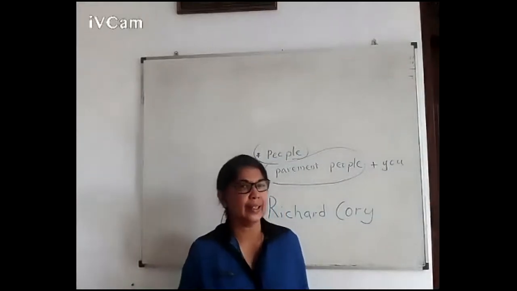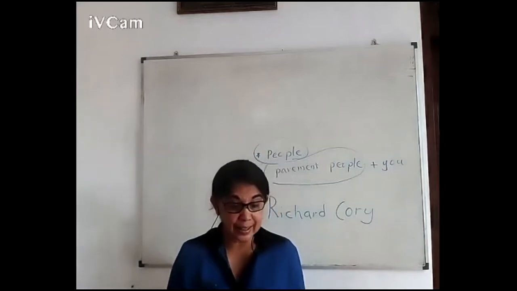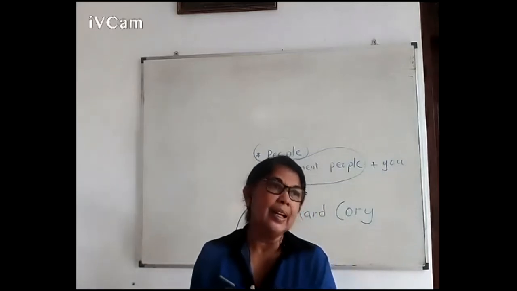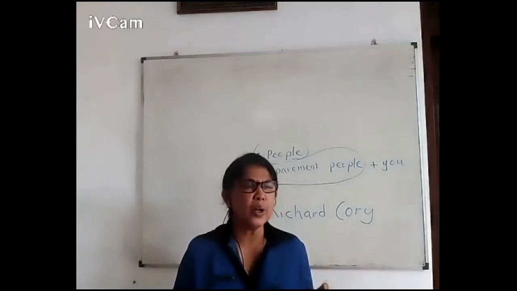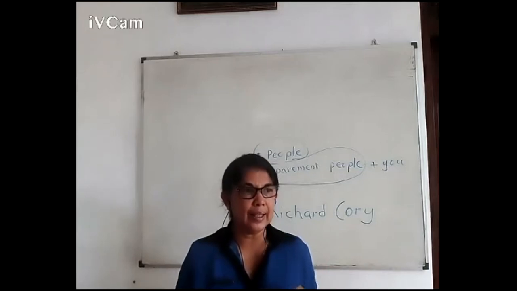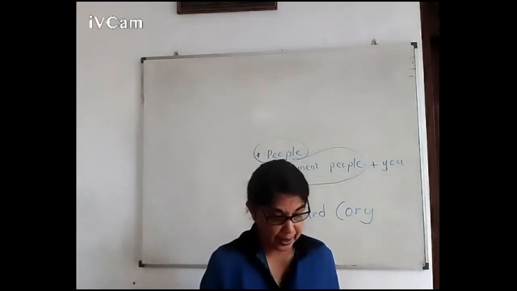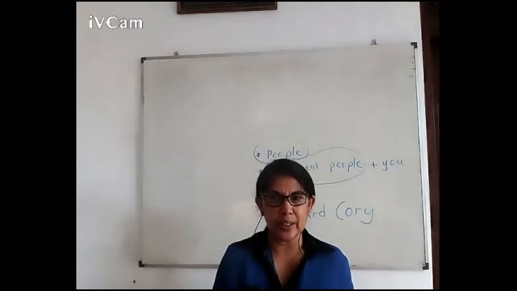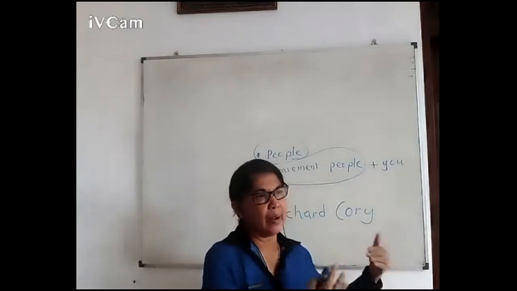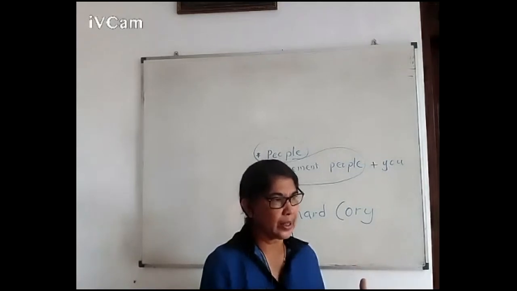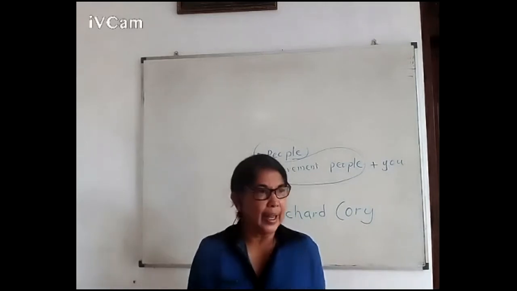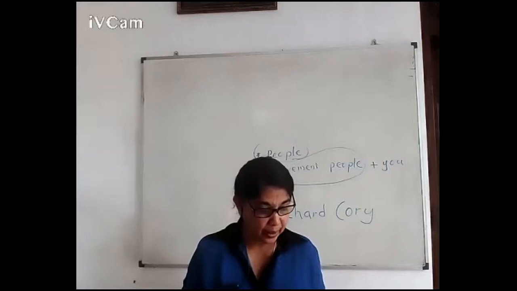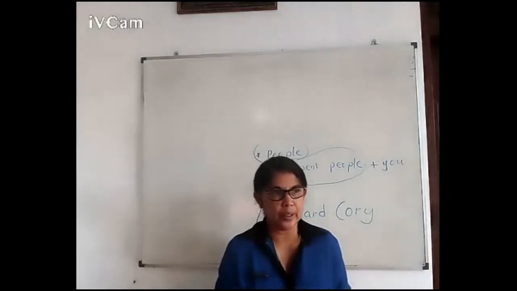Is the first verse clear? Yes, ma'am. So we get the idea that the poet wants to discuss the exceptional qualities and appearance of Richard Cory. We get a clear image where the pavement people are wearing dirty and untidy clothes, and we can see the very handsome, good looking Richard Cory walking along the road.